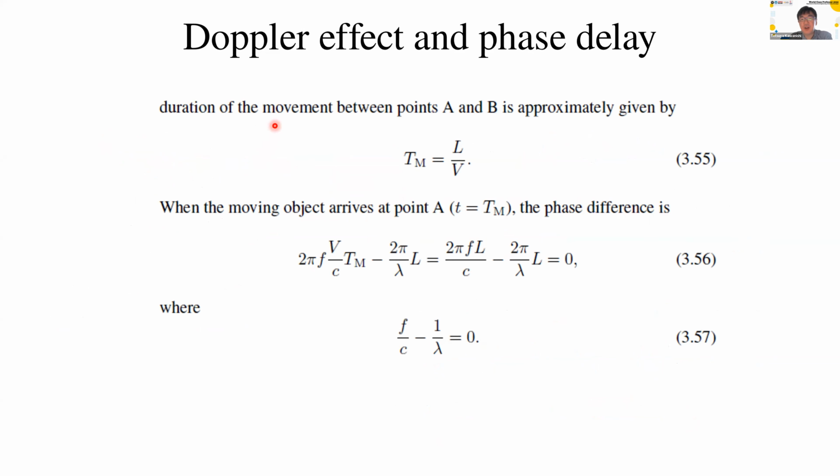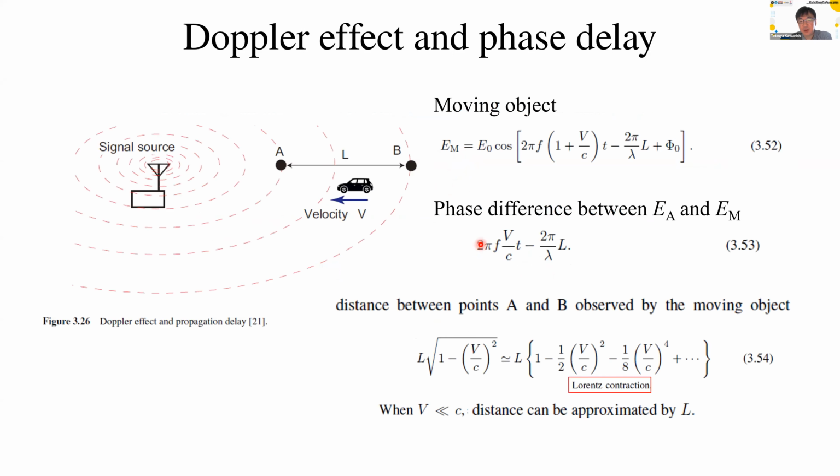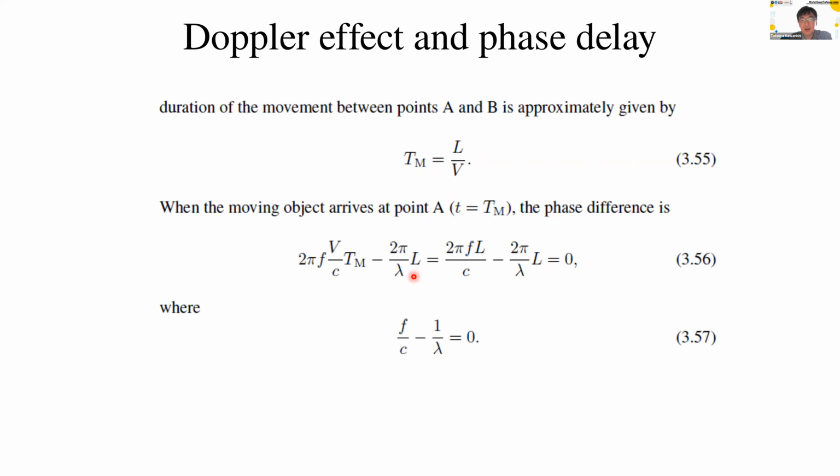The duration of the movement between point A and point B is approximated by this one: we can just divide the distance by the speed of the moving object. So when the moving object arrives at point A, the phase difference can be described by this equation. I just put this into this equation, T. So the phase difference is equal to 0.